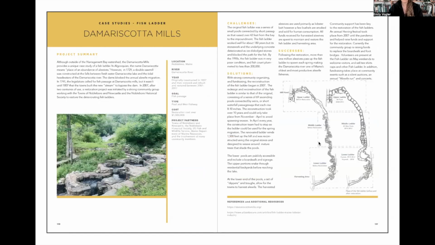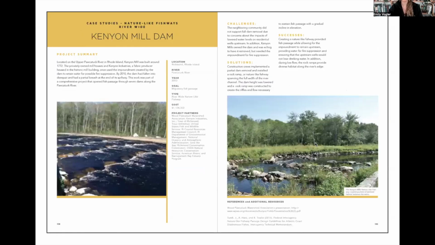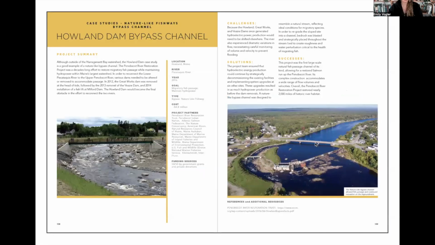Damariscotta Mills, another really interesting creative alternative for Maine, thinking a bit more creatively about what fish ladders can look like and how they might be integrated right into a design landscape. And then some other examples. This is a nature-like fishway from here in Rhode Island. Sometimes really helpful for smaller dams. Or bypass channels. This is up in Maine. So just a couple of case studies, but there's a lot more on the website. These are really helpful in developing alternatives, as a starting point.